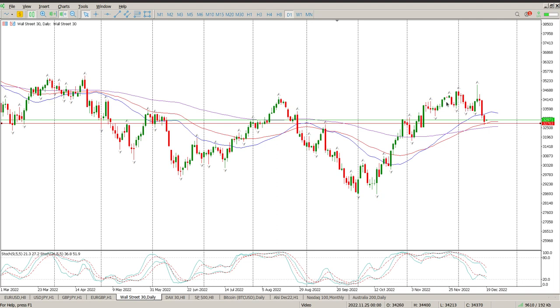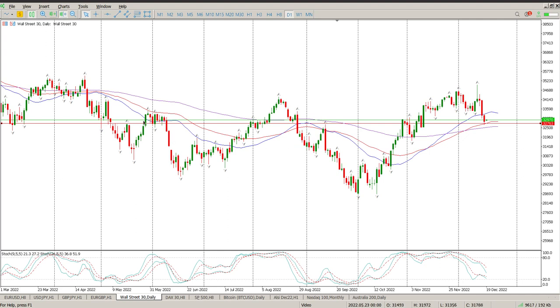Then we went kind of sideways, tried to form a head and shoulders. Head and shoulders failed. Now we've got what to me is looking like a megaphone formation still. But we broke through the 155 EMA here. You can see that, and we're coming back to test it.